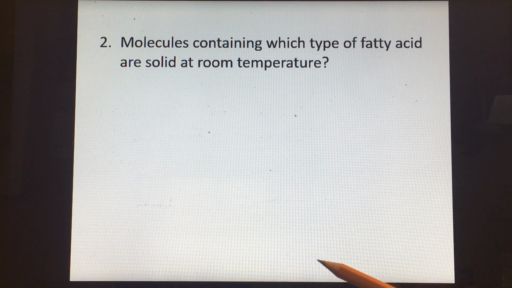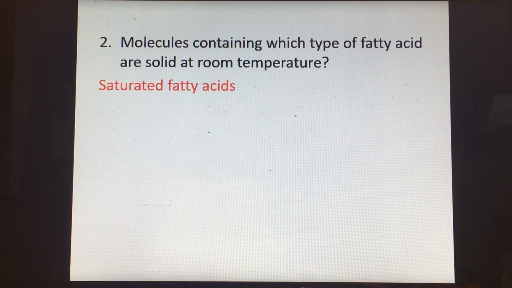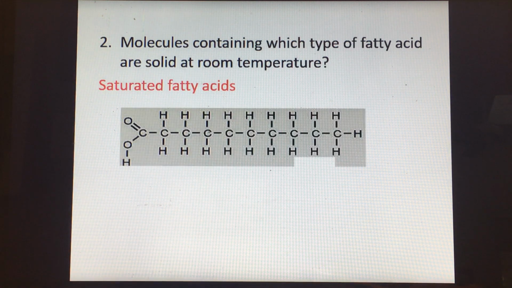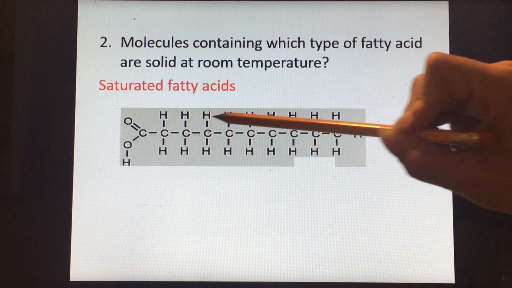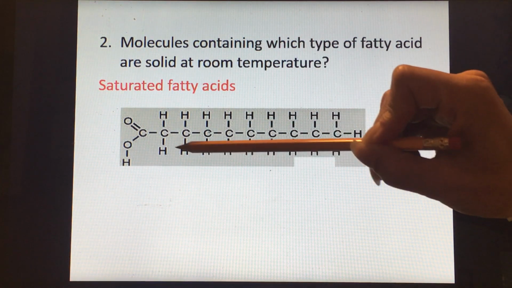So molecules containing which type of fatty acid are solid at room temperature? That would be our saturated fatty acids. And here's a diagram of a saturated fatty acid. Notice all of the carbon-to-carbon bonds are single bonds. And there's lots of hydrogens in this molecule.